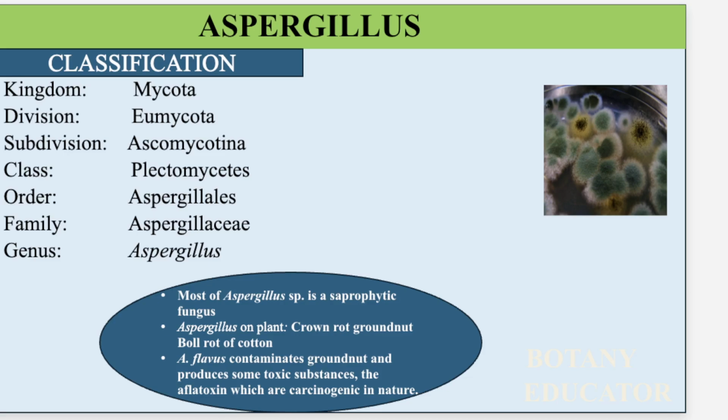Then some important points about it. It's saprophytic in nature, means it grows on dead organic matter. Most of its species are saprophytic. Some species are parasitic and cause diseases like ground rot in groundnut and boll rot of cotton. Some of its species produce toxic substances like aflatoxins, which are carcinogenic in nature, right?